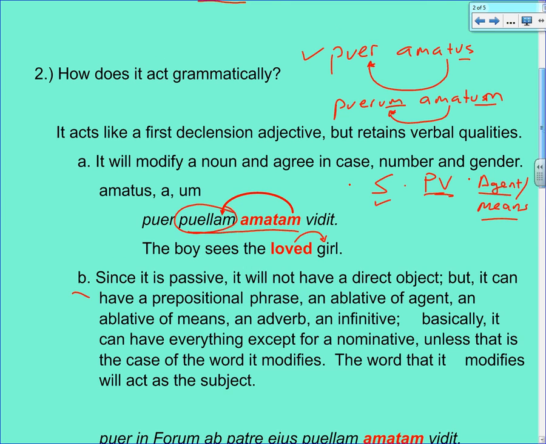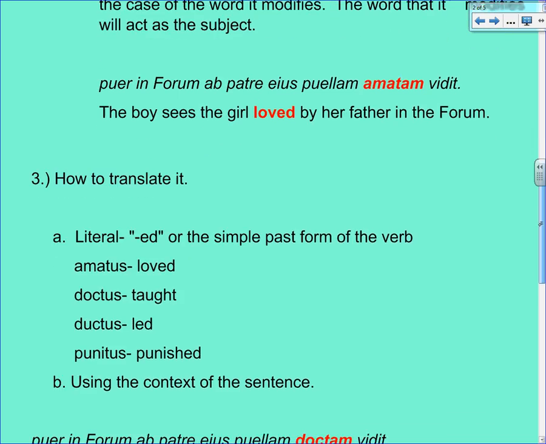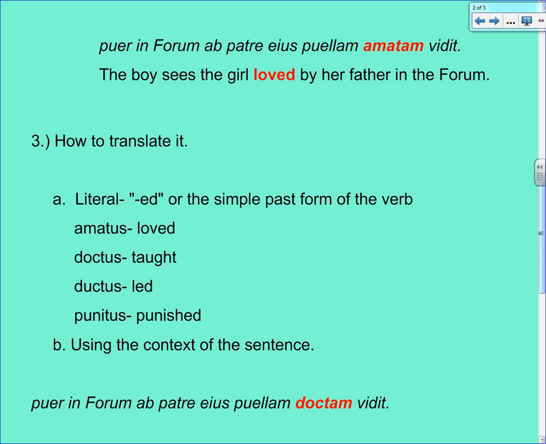So, let's move on to this guy right here. I'm going to show you what I mean by this. Here I have a nominative. It's going to end up being the subject of the sentence, so we'll put boy here. I have a prepositional phrase. I have an ablative of agent. I have a genitive modifying patre. And I have puellum, which is the accusative. And then I have amatum, which is modifying puellum.